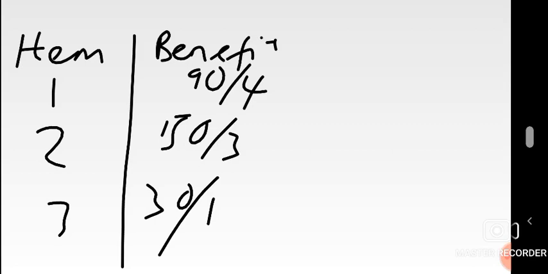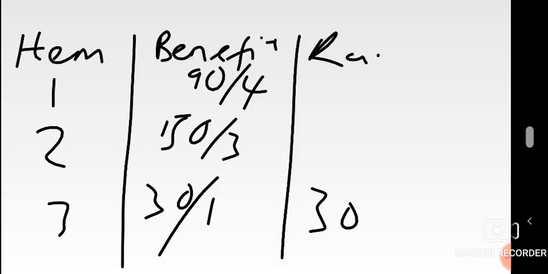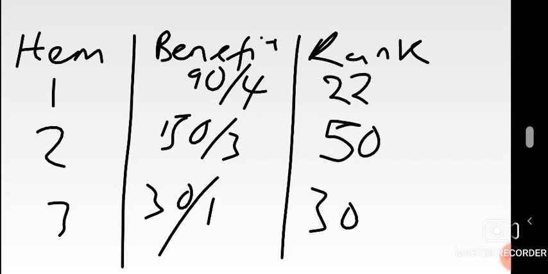Because 30 over 1 is as good as 3. It's there. You're now in your rank there. So in the rank, we just put the values: that is 30, this is 50, that is 22.5. You can just test those figures as well so that you're following through.